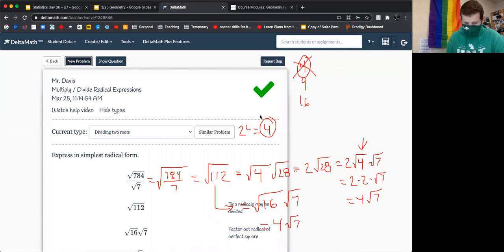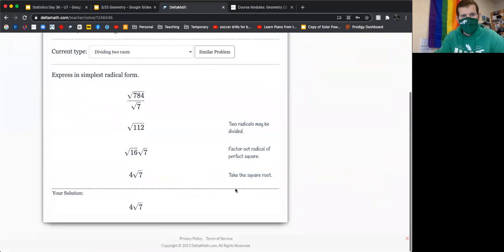And it was correct. I'll clear all my work. Notice they just did the biggest perfect square factor. They didn't do it with the 4 and then the 4 like we did. So there it is. It's a pretty straightforward process.